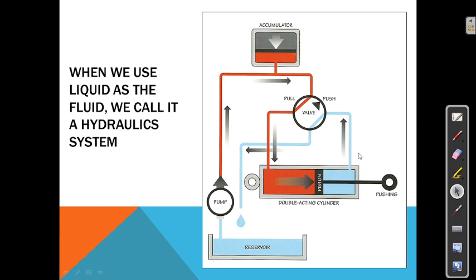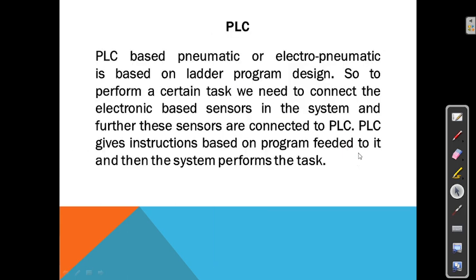Then we'll move on to the PLC. In this unit we have to see a PLC, and next unit we will see it elaborately. What is PLC? It is nothing but programmable logic controller. PLC based pneumatic as well as electro-pneumatic is based on a ladder diagram design. The programmable logic controller is mainly used for the automation process.